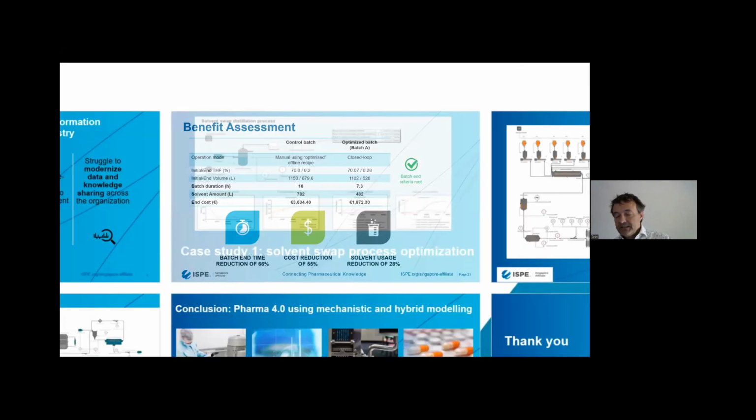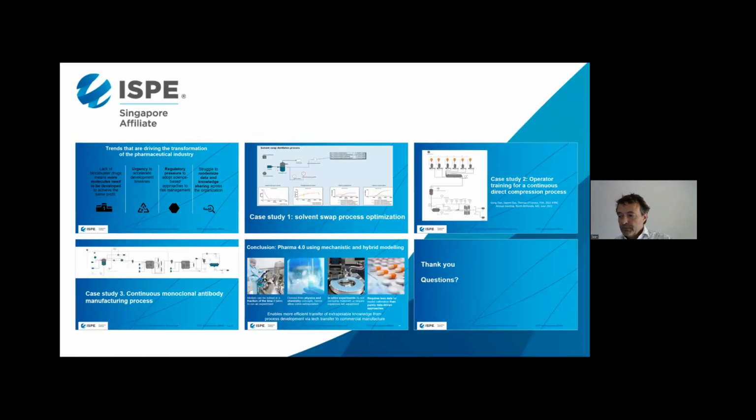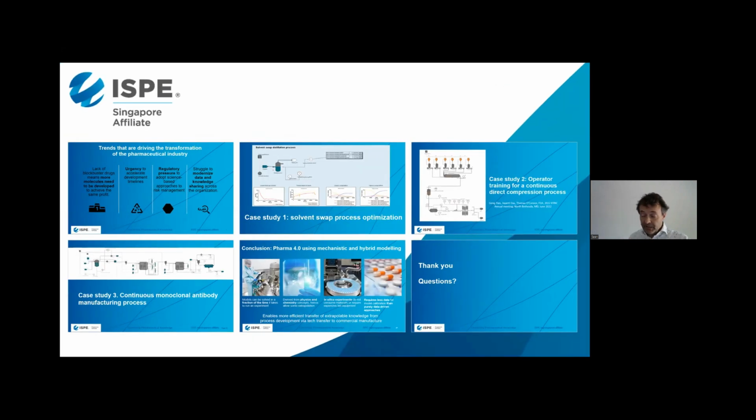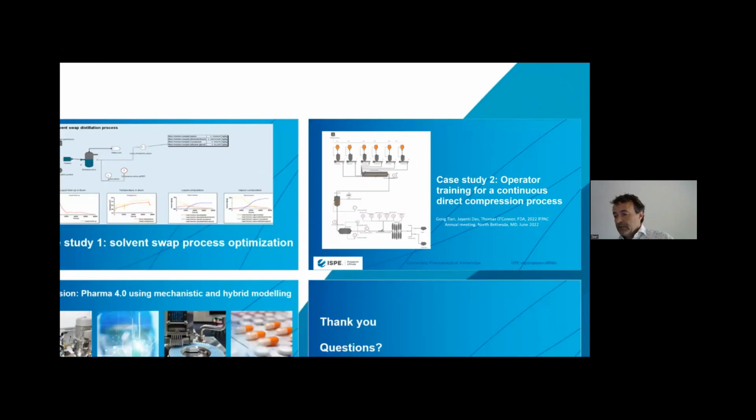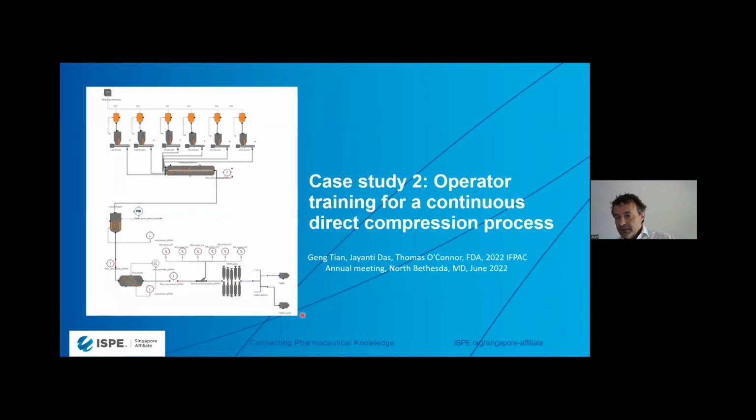The second case study is work that was presented by the FDA also at IFPAC, but not this year, the year before, 2022. And this is an application of continuous direct compression. You can see there are 6 loss in weight feeders going to a horizontal blender. There is a surge hopper, a feed frame, which of course in reality is part of the tablet press. But when we model this, we model the feed frame separately from the actual tablet compaction.